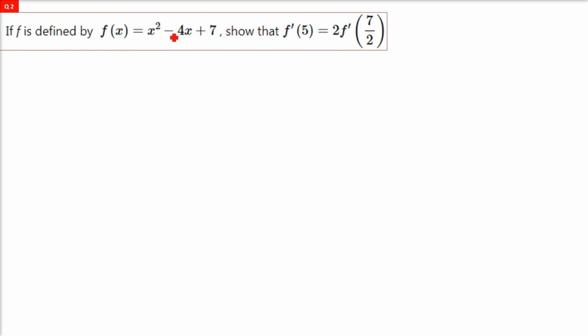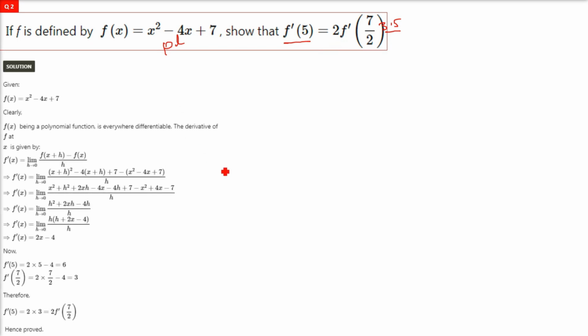If f is defined by f(x), this is a quadratic equation and a polynomial, of course, and you have to show that f dash 5 is equal to twice of f dash 7 by 2. So this 7 by 2 or 3.5 you can say. So what we'll do, we'll just find out f dash x. And then we'll put first the value 5 and then the value 7 by 2. And then we'll try to see whether it comes twice or not.